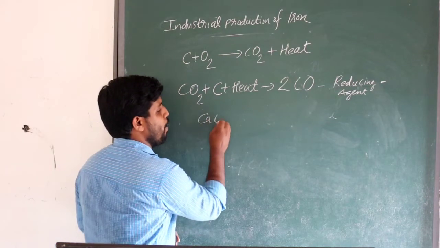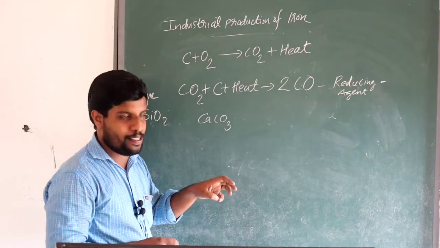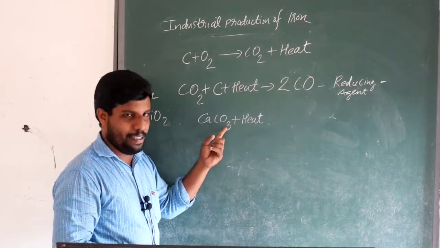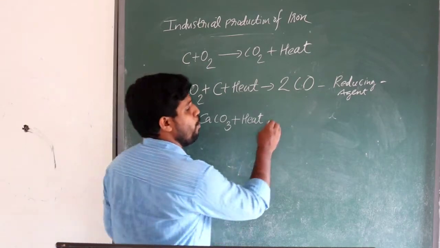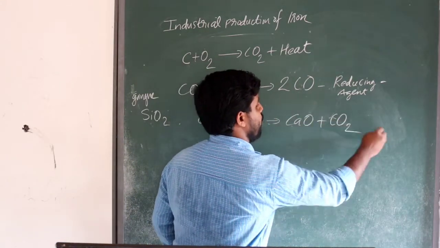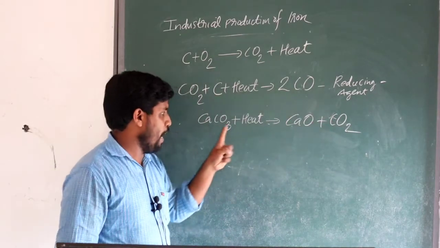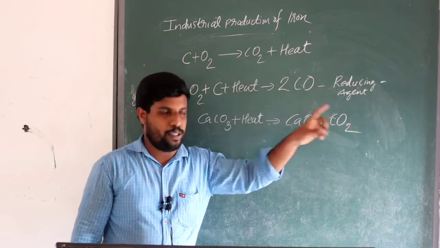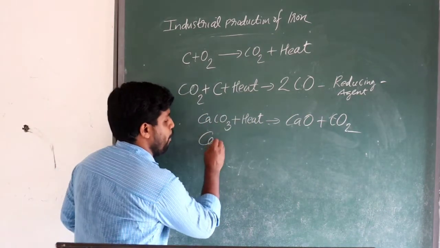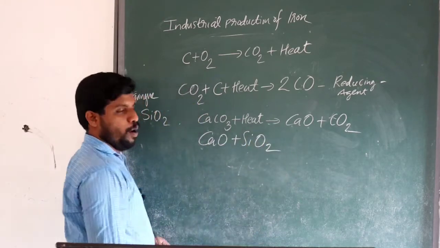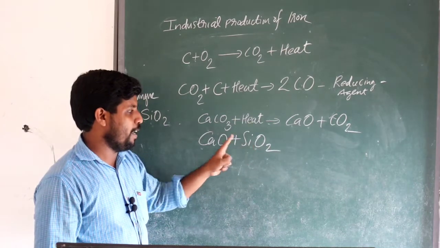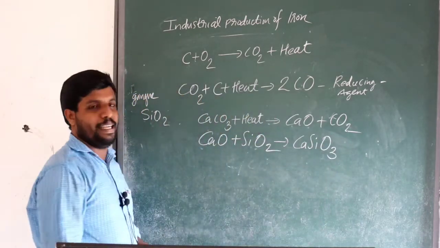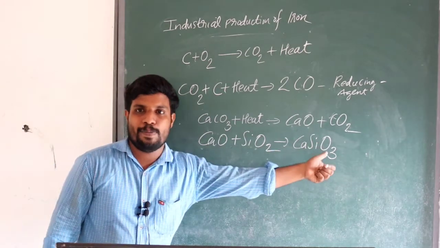Then we add the calcium carbonate, or limestone, into the blast furnace. The furnace is very hot, so the calcium carbonate absorbs the heat and decomposes into calcium oxide and carbon dioxide. This calcium oxide reacts with the silica, the impurity in the ore, and forms calcium silicate, CaSiO3.